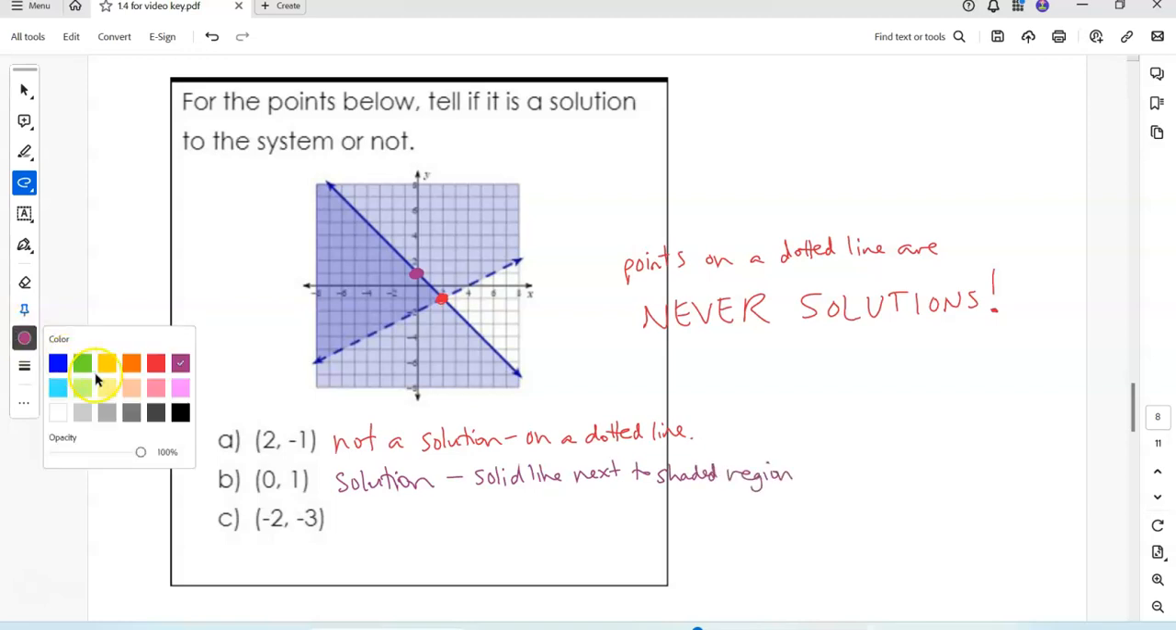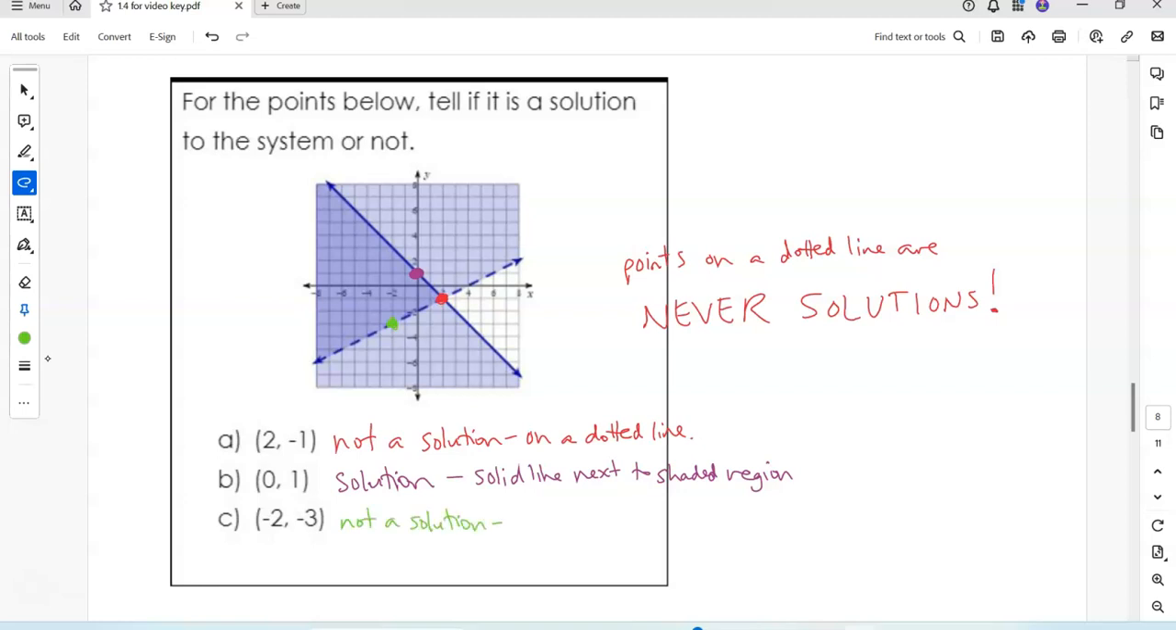Okay. Now, how about the, let's see, what color can I use? Let's use blue. No, let's not use blue. Let's use green. -2, -3. That's going to be this point down here. And that is not a solution. And again, it's on a dotted line. Okay. All right. So there's that.